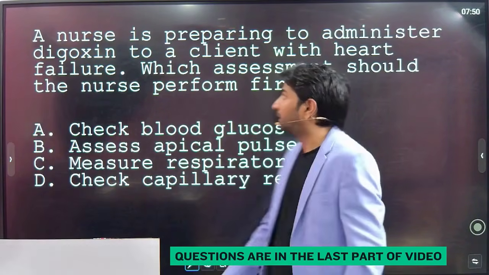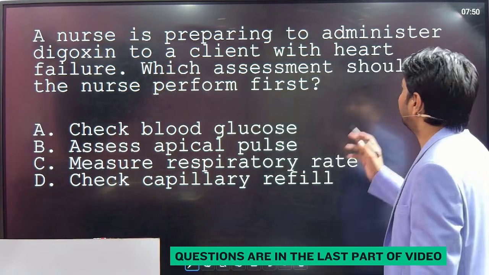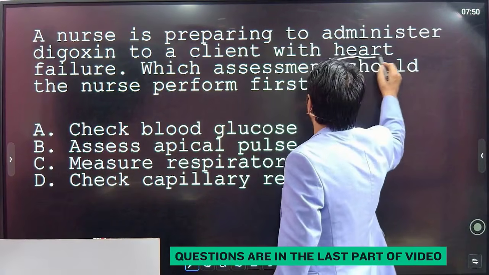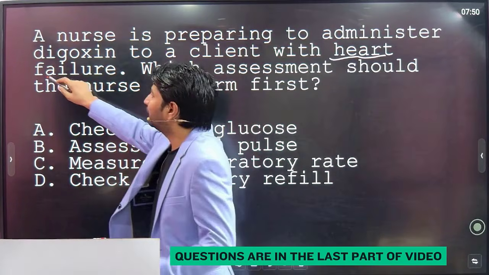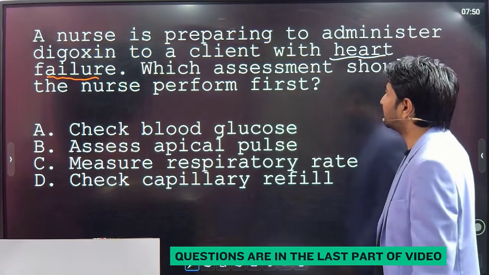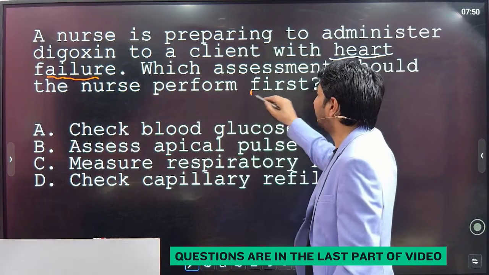So let's start with the first question. A nurse is preparing to administer digoxin to a client with heart failure. This means the patient has heart failure. Heart failure means the heart is unable to pump blood properly. Which assessment should the nurse perform first? This means, which assessment will the nurse do first?